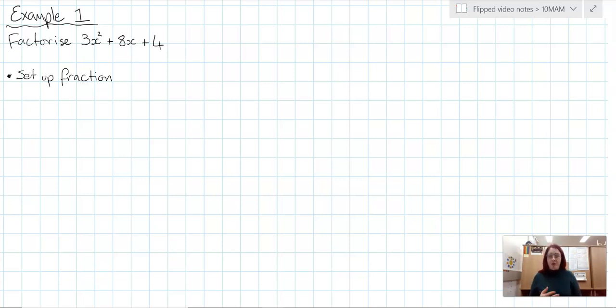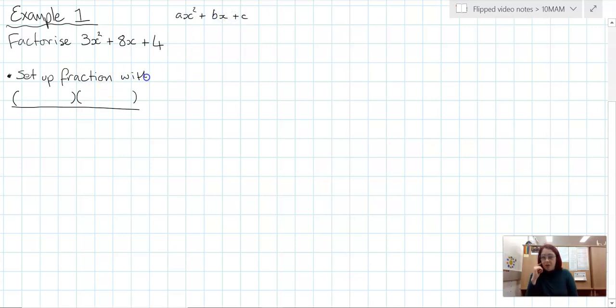Our first step is going to be to set up our fraction. The way we do that is we set up a pair of brackets just like we want for our binomial product, and we draw a nice straight line and make it a fraction. In the first term of each bracket is going to be the term ax. We've got ax squared here, remember, because our quadratic is in the form ax squared plus bx plus c. So we want to set up our fraction with ax. In this case, it's going to be 3x in each bracket.